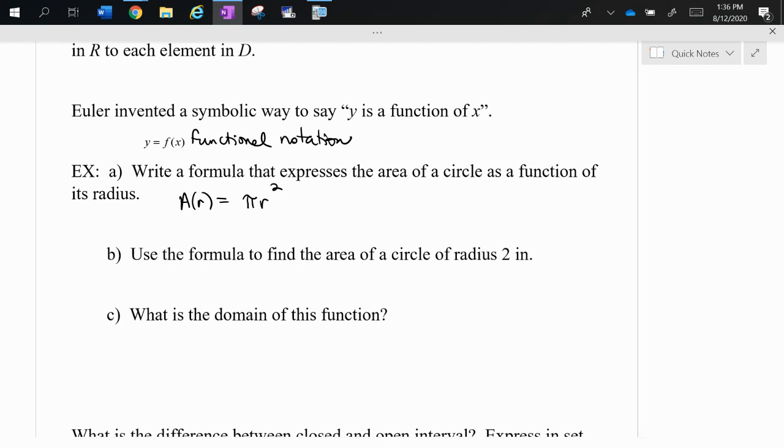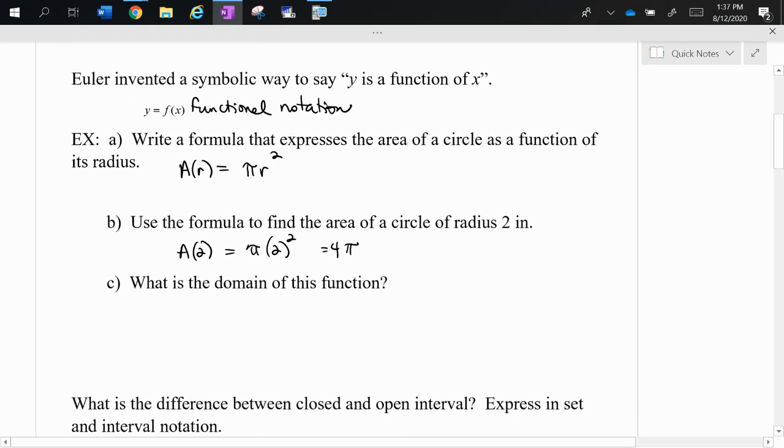Use the formula to find the area of a circle of radius 2 inches. So when we're finding the area whose radius is 2, we're finding A of 2. Pi times 2 squared would be 4 pi. So A of 2 would be 4 pi, which would represent the area whose radius is 2.